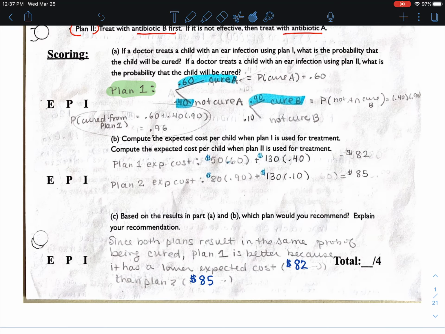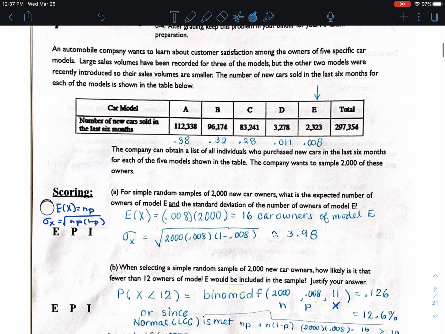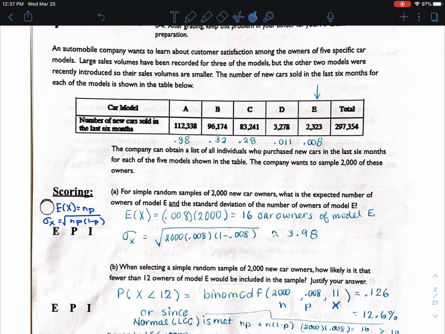Okay, for this next one, this is talking about an automobile company. They want to learn about customer satisfaction among the owners of 5 specific car models. They have very large sales volumes recorded for these 3 models, A, B, and C, but these other 2 models, D and E, are recently introduced, so they have smaller sales volumes. You can see what's been recorded in the last 6 months is a total of 297,354 cars that have been sold.